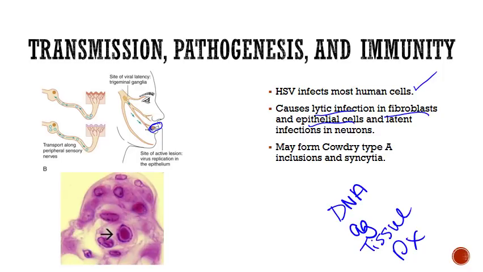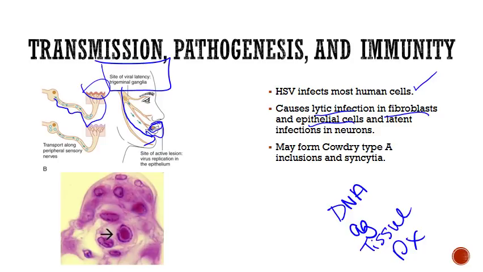And then what happens is it can travel from this site up along a peripheral sensory nerve to the site of viral latency, which is the trigeminal ganglia. Then later, when it reactivates because of stress or too much sunlight, which is actually a thing, poor immune status or something like that, it travels back down that peripheral sensory nerve and you see an outbreak there. And that's how I associate it with the tingling that you expect.